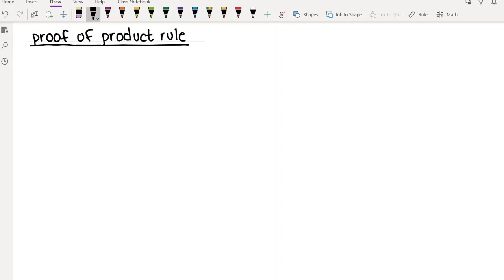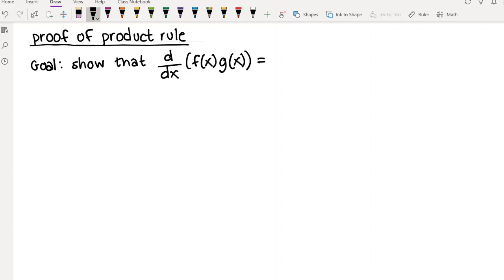Okay, so what are we trying to show? Oftentimes when you're doing a proof or reading a proof, you start by saying what it is that we're trying to show. So the goal of this proof is to show that the derivative of a product of two functions is equal to the derivative of the first function times the second function plus the derivative of the second function times the first function, because that's what I told you the product rule is. So I want to convince you that that really is the case.